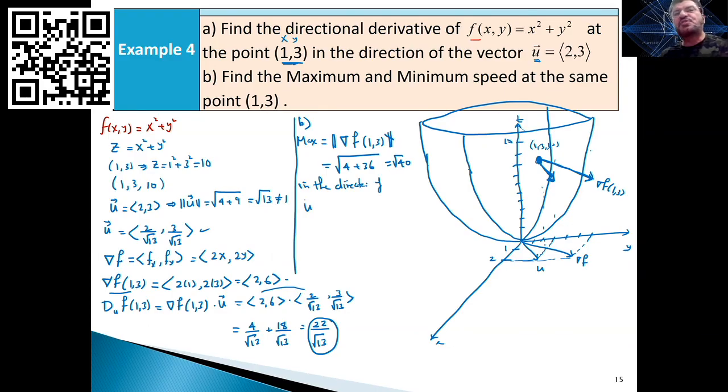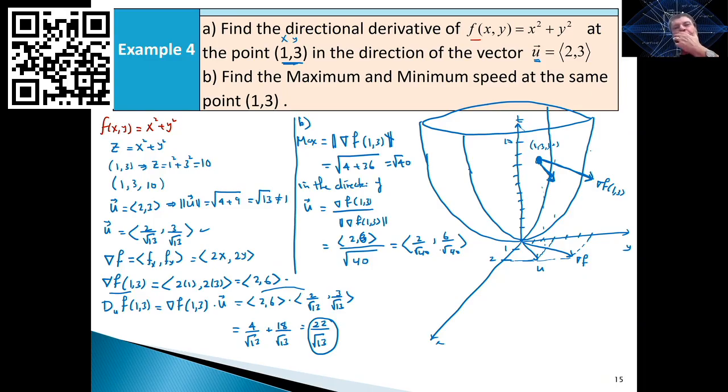What's u now? It's the gradient of f at (1, 3) divided by the magnitude of the gradient of f at (1, 3). I'm just trying to make u, the gradient, a unit vector, which is actually (2, 6), this is the gradient, divided by the square root of what? The magnitude of this one is root 40. So this is going to be 2 over root 40, comma, 6 over root 40.